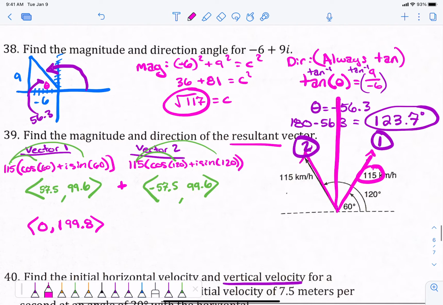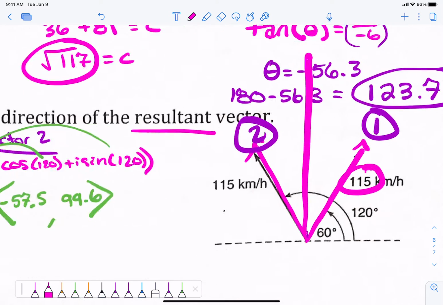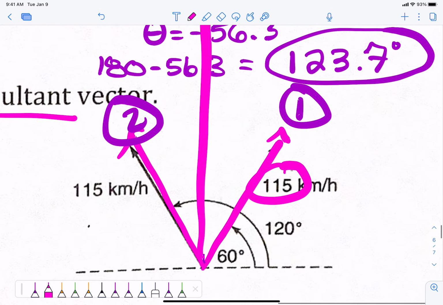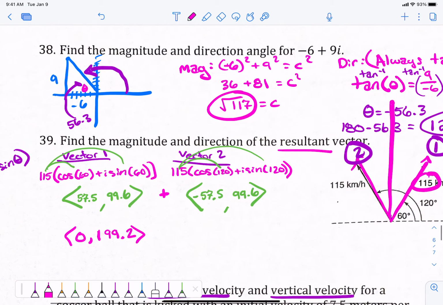Oh, 199.2. I don't know what I'm thinking. Fix that. 199.2. There we go. It's going to go straight up in the air, though, right? 0, 199.2 is going to go straight up in the air. Yeah? Now they want us to find the magnitude and the direction of that.